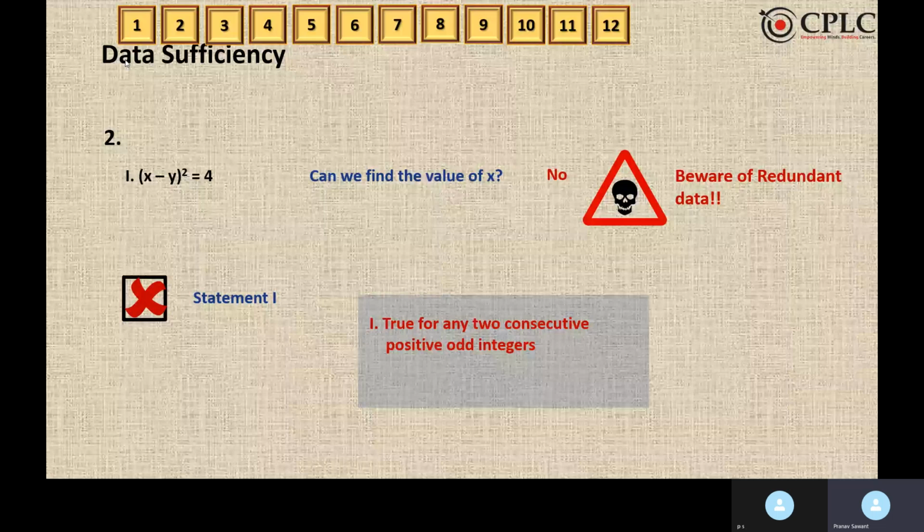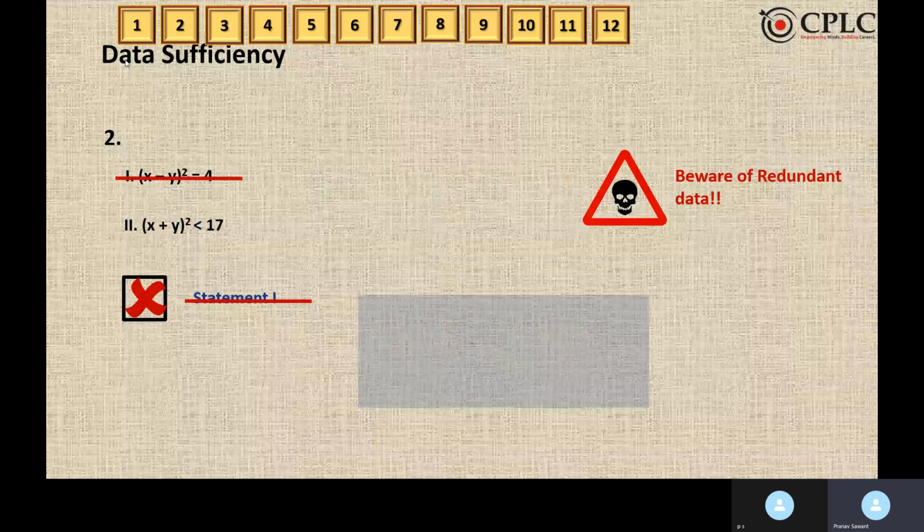Now, this is redundant data. So you don't have to consider the redundant data. It is true for any two consecutive positive odd integers.